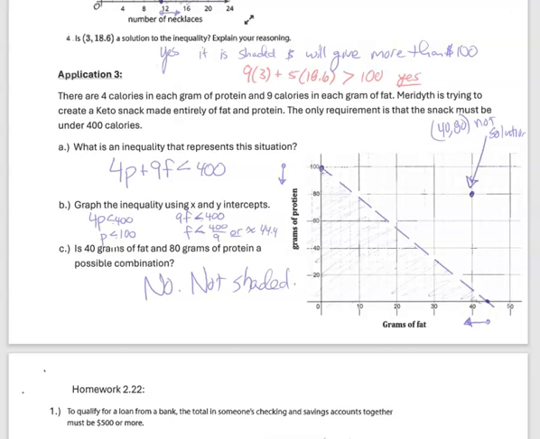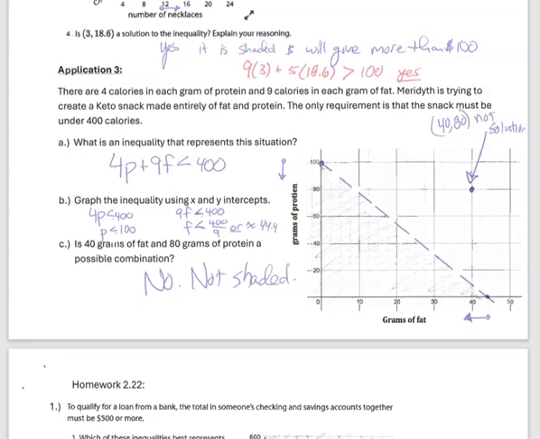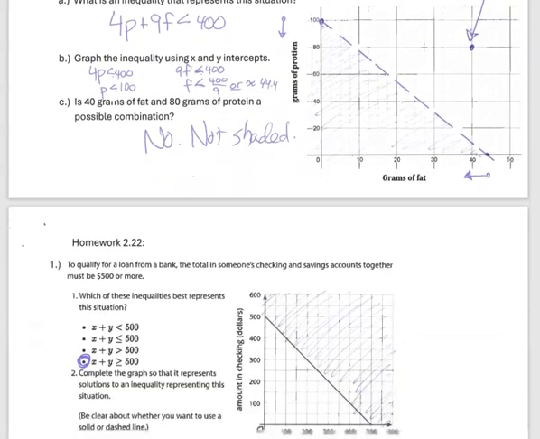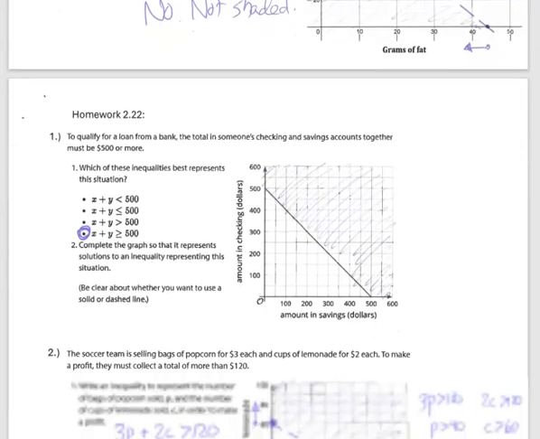It then asks if you could have 40 grams of fat and 80 grams of protein, and since that is not shaded, the answer is no. You could also substitute that into your inequality and see if it works.